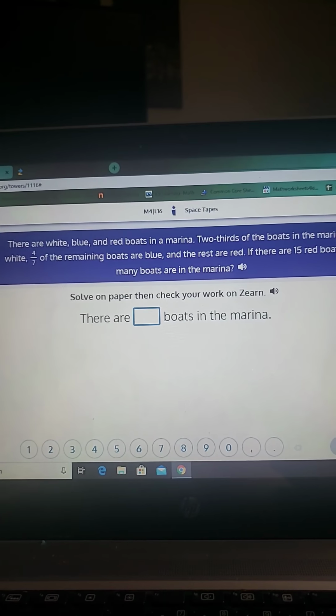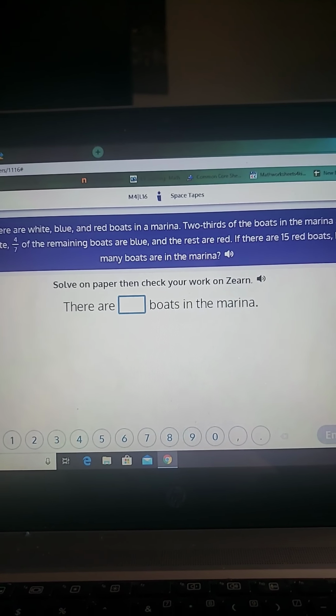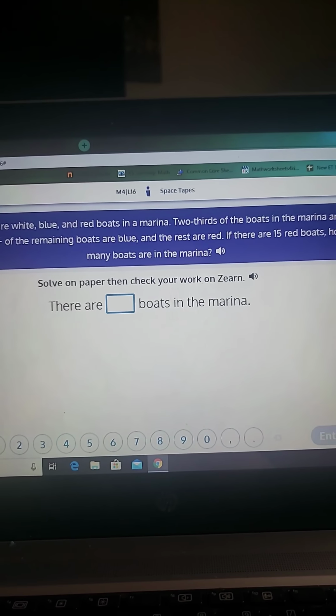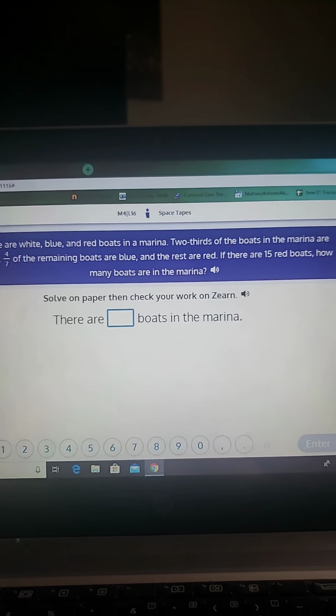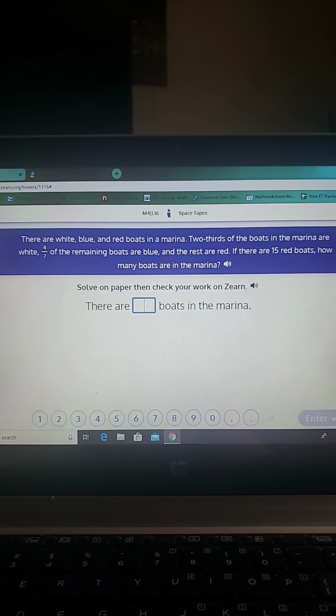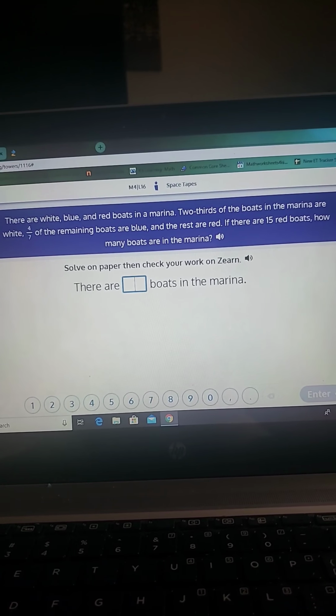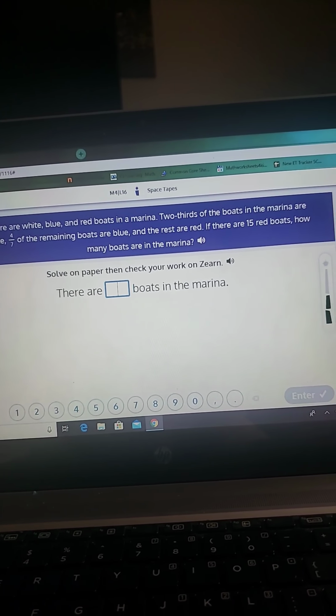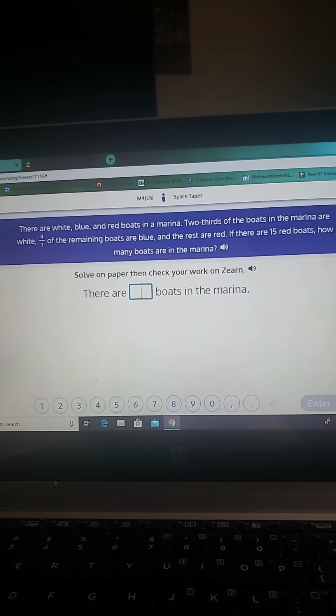So there are white, blue, and red boats in a marina. 2/3 of the boats in the marina are white. 4/7 of the remaining boats are blue. The rest are red. If there are 15 red boats, how many boats are in the marina?